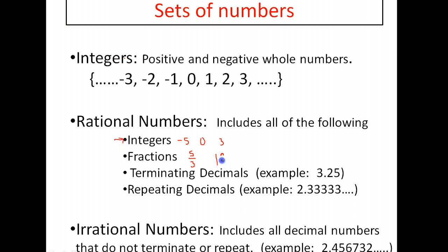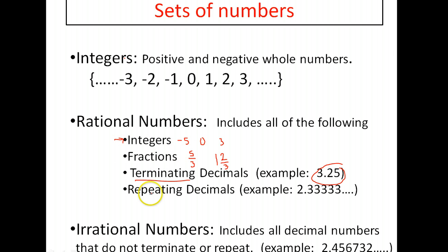This includes mixed numbers like 1 and 2/3. It's also a rational number. Terminating decimals. Now terminating means to stop. So these are decimals like this example here, 3.25. It stops at 5. So it'd be if you calculate something in your calculator and it goes to 2 decimal places and stops, or 3 decimal places and stops. It doesn't go on through the end of your calculator.